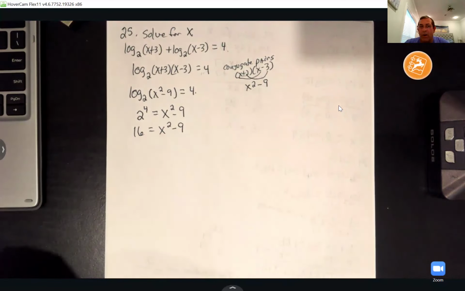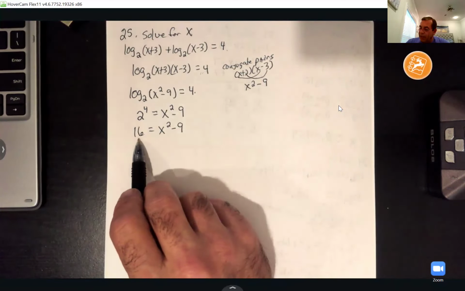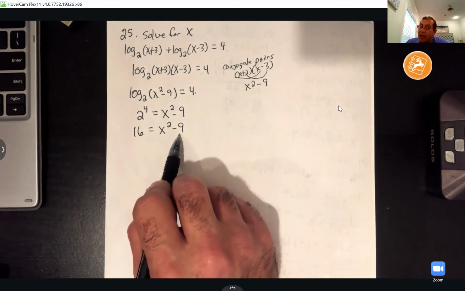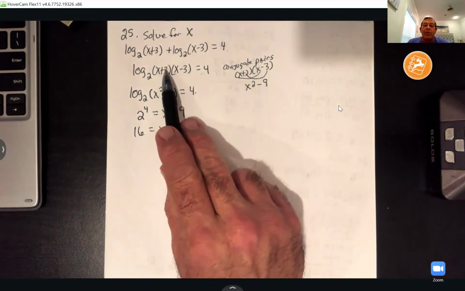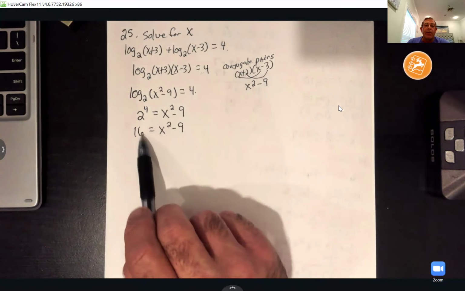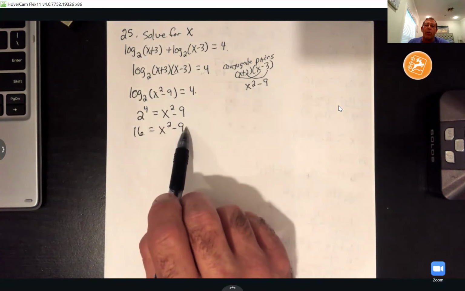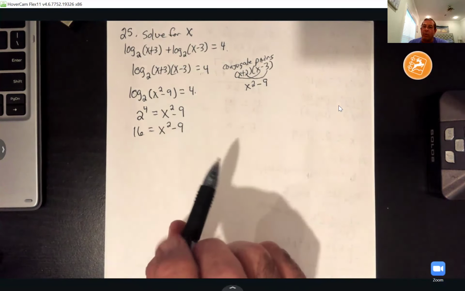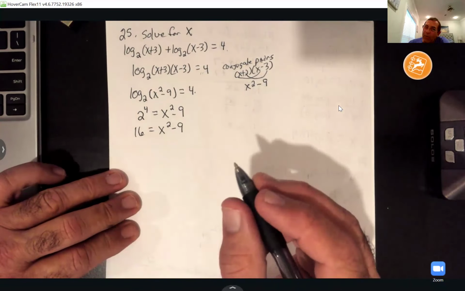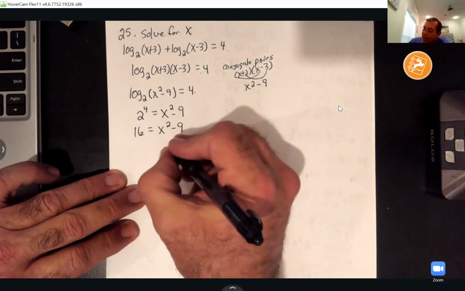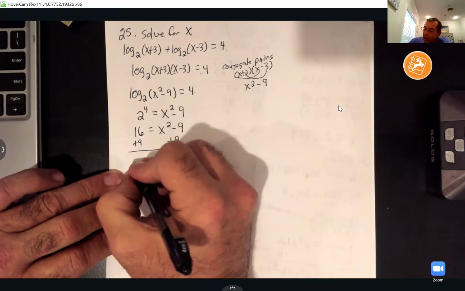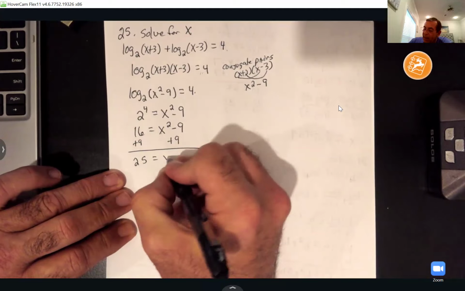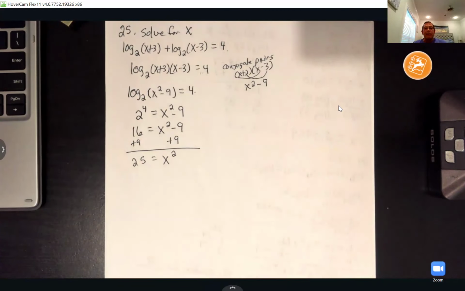Y'all, 2 ways to solve this. You can bring the 16 over here and factor it as difference of squares like you got here. This x squared minus 9 would factor into a plus 3, minus 3. You can bring the number over and factor it, or you can add 9 to both sides and do square roots. I like square roots, so I'm going to get the x squared by itself by adding 9. So that's going to give you 25 equals x squared.